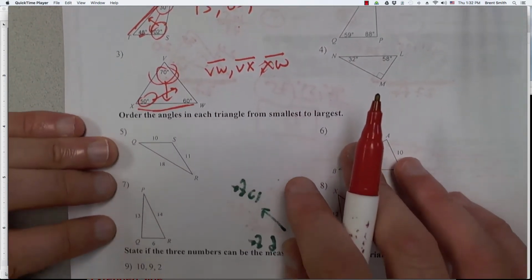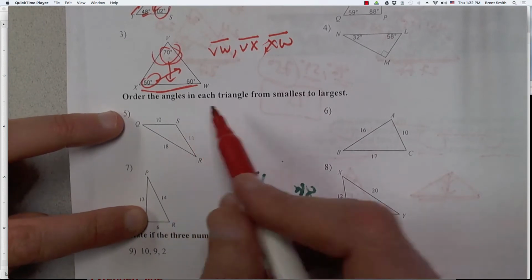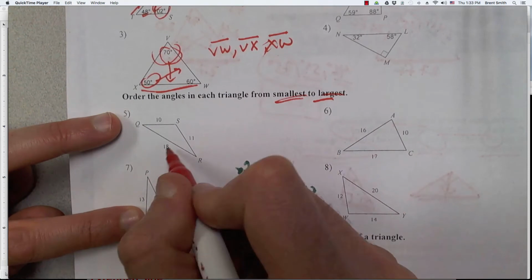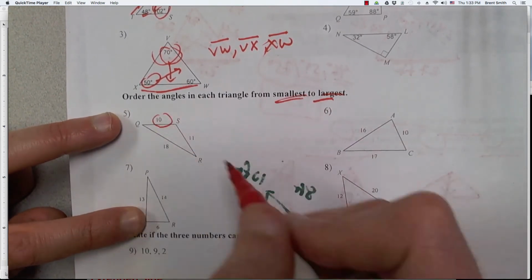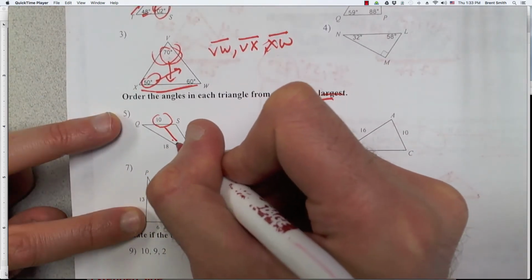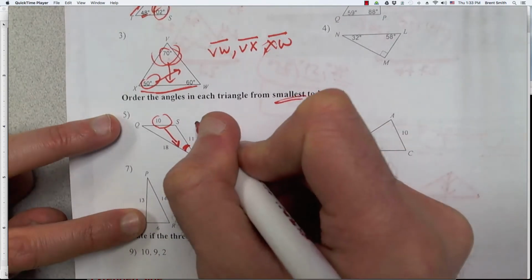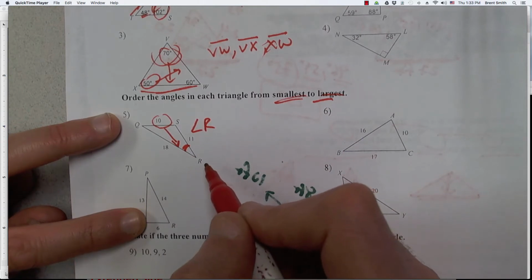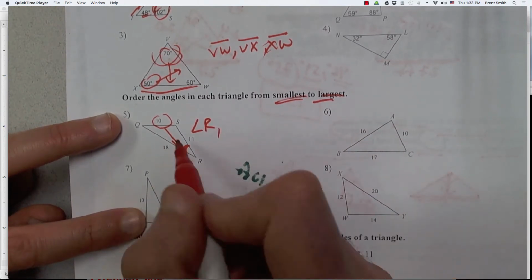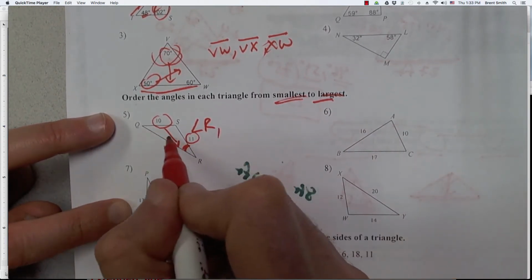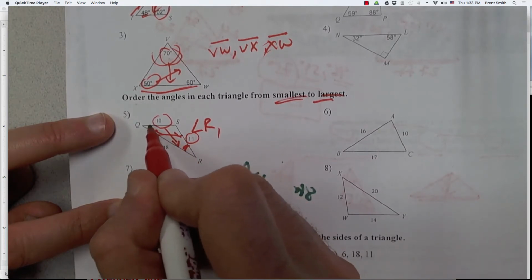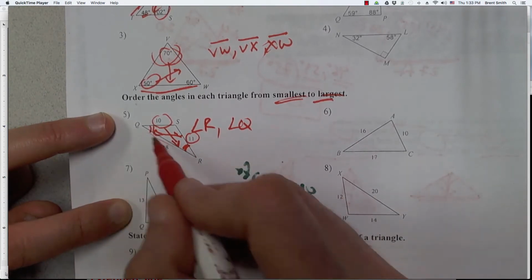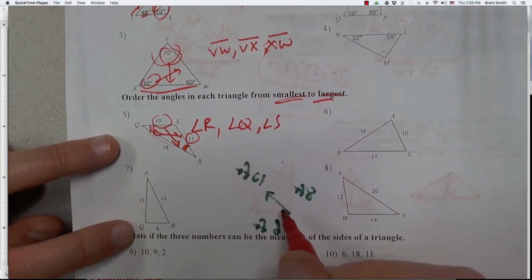Okay, we can also go in reverse. Order the angles from smallest to largest. So we just go in reverse, and we look, okay, who's the smallest side? That's 10. So that would be this angle right here, angle R would be the smallest. I can just use one letter because it's unambiguous which angle R is. And then the medium angle would be opposite this medium side here, so that would be angle Q. And then the biggest angle would be opposite the longest side, that would be angle S.